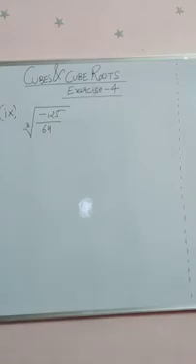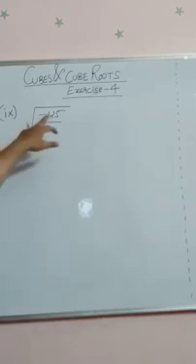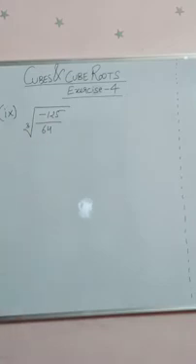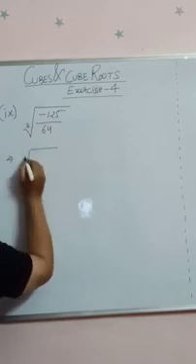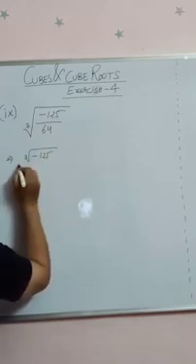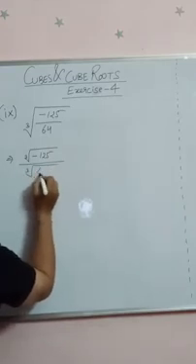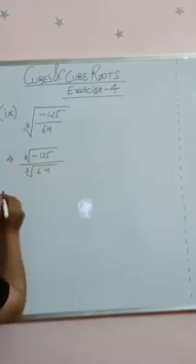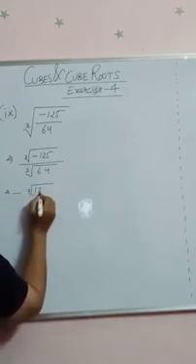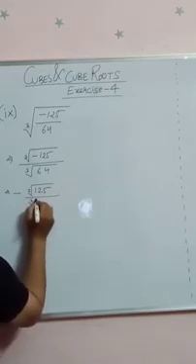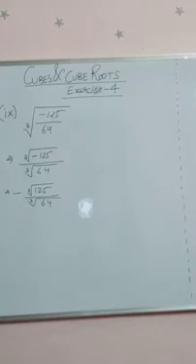You need to understand one thing, class, that whenever we have to find a cube root of a negative number, the answer is always negative. And this cube root can be distributed over the numerator and denominator. So it is distributed. So let us rewrite this. It will be the cube root of minus 125 upon the cube root of 64. Like I said, the cube root of a negative number is always negative. So it will be minus, and we have to find the cube root of 125 upon the cube root of 64.